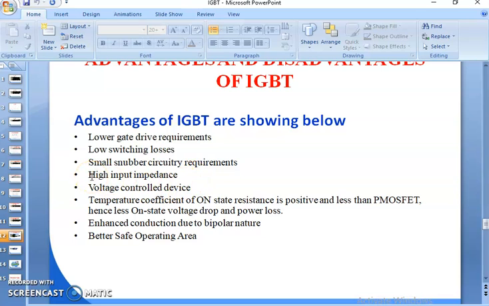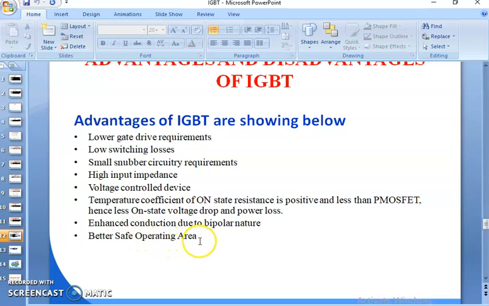Next one, the fourth one, that is high input impedance. The input impedance of IGBT is very high. That's why it has low switching losses. If input impedance is very low, then high switching losses arise. And the IGBT is a voltage control device, but BJT is a current control device. The temperature coefficient of on-state resistance is positive and less than the power MOSFET. Hence, less on-state voltage drop and power loss.